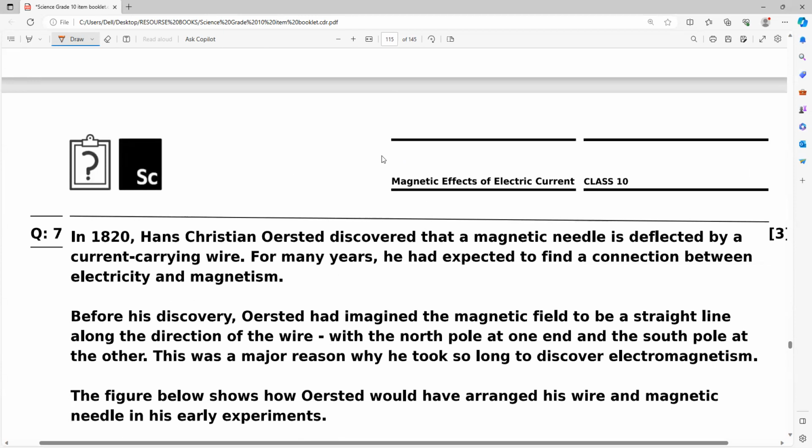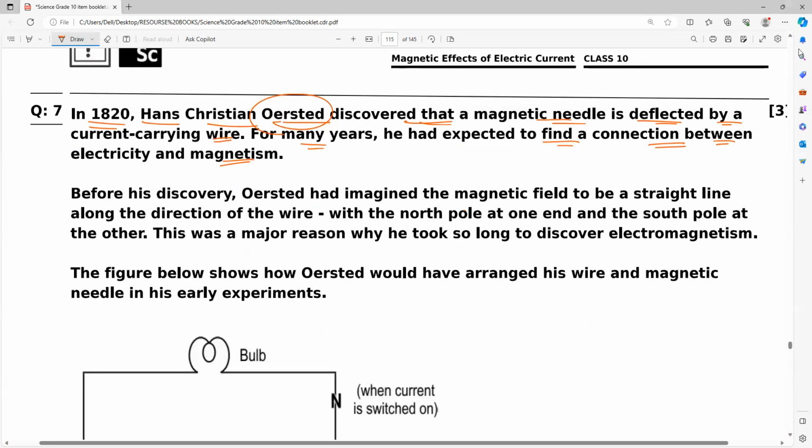In 1820, the first piece of evidence of the magnetic effects of electric current came from the scientist Hans Christian Ørsted, after whom the unit of strength of magnetism, the Oersted, is named. He discovered that a magnetic needle is deflected by a current carrying wire. For many years he had expected to find a connection between electricity and magnetism. I taught you this story when I started this chapter. Do you remember, everybody? Actually, he wanted to prove that there was no relation between magnetism and current, but unfortunately he found one.